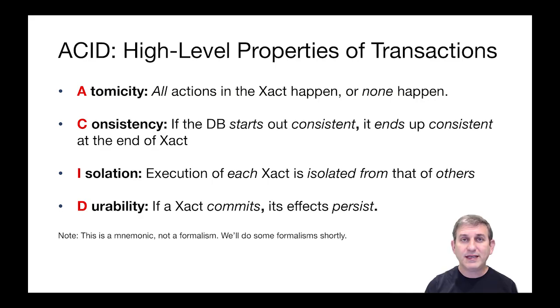Now that we know what the transaction manager can see, namely transactional begin and end and read and write, let's talk about what the transaction manager needs to guarantee. There are four basic properties that the transaction manager guarantees, which are known as the ACID properties: atomicity, consistency, isolation, and durability. And before we go into each of them, I want to emphasize that together they're a way of remembering what we need to know about transactions.